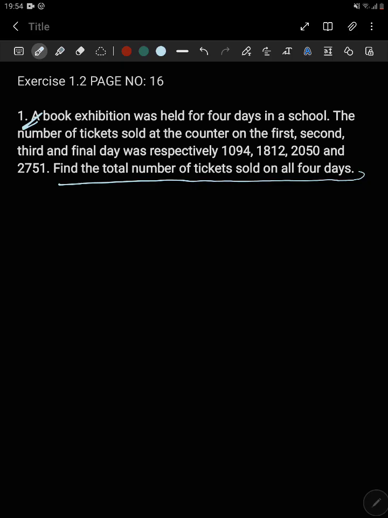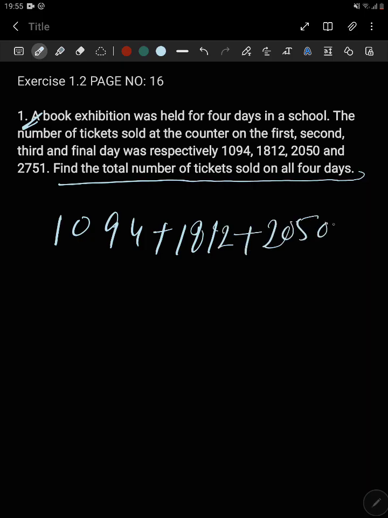So it is asking for the total tickets, means it includes all the tickets that are sold on all 4 days. So to find out, we need to add up the sales of all the days. Okay, so we'll add up this and find the final answer. It will be added like this: 1094 plus 1812 plus 2050 plus 2751. Whatever answer comes now, that will be the answer of this question.